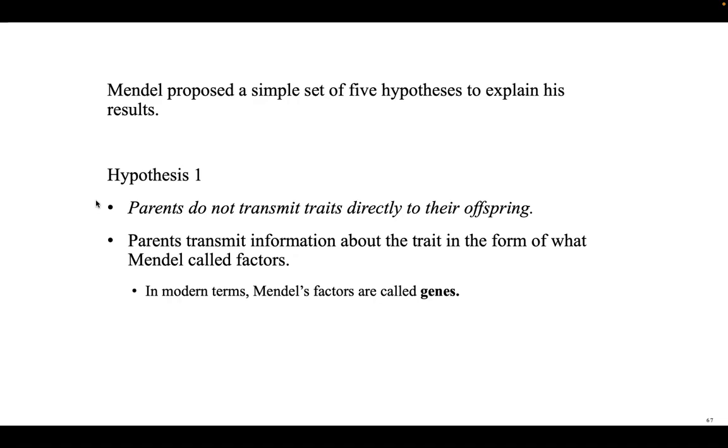Mendel proposed a simple set of 5 hypotheses to explain his results. In hypothesis 1, he said that parents do not transmit traits directly to their offspring. Parents transmit information about the trait in the form of what Mendel called factors. So he's saying daughter plants are not just inheriting the color purple from their parents. They're inheriting the information that codes for the color purple, which he called factors and which we now call genes.